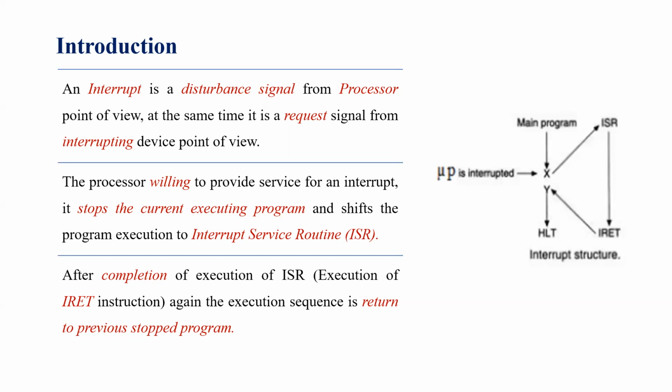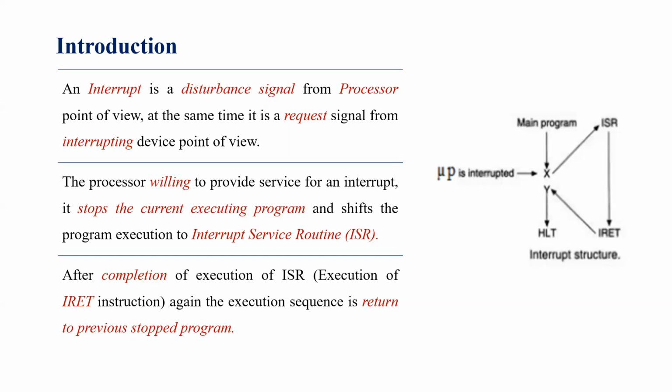From the processor end, absolutely no doubt, it is a disturbance signal. Once this signal comes to the processor, it breaks whatever task it was doing at the time, or it disturbs the task it was doing. So it is a disturbance signal from the processor's point of view. At the same time, it is a request signal from the device that generates it, so we can call this an interrupt request signal.